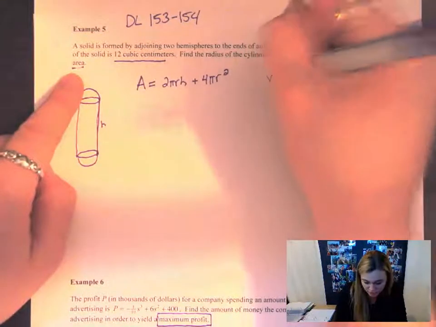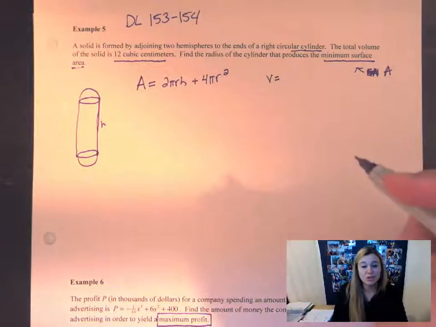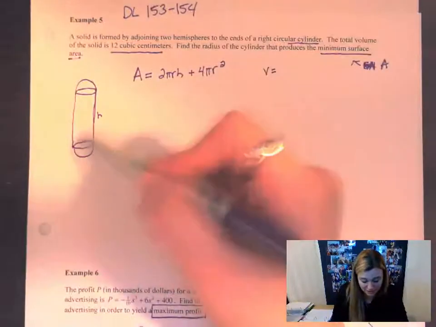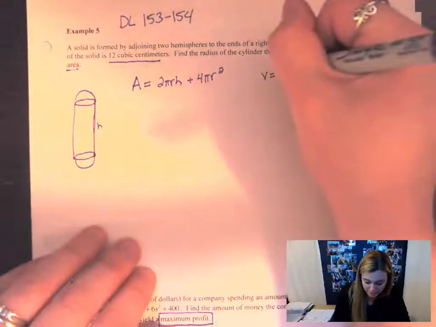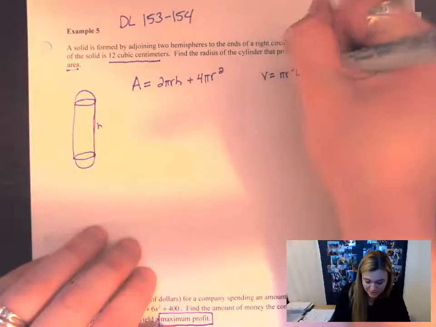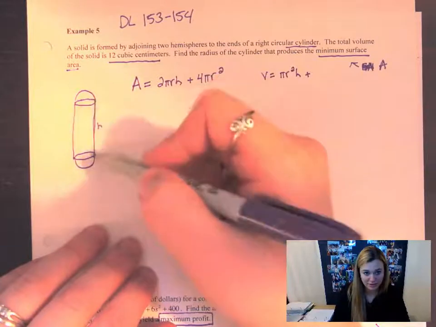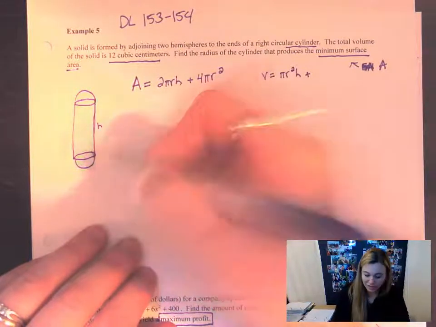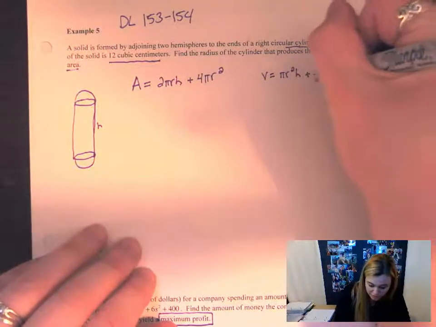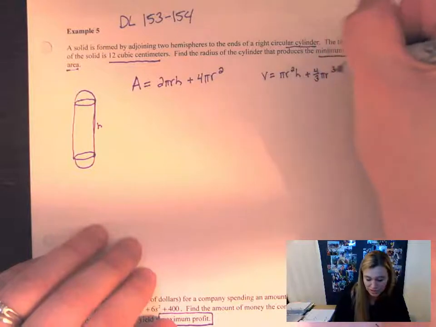So volume, but this volume is two different shapes together. It is a cylinder, which would be pi r squared times h, plus also this hemisphere. So there's two hemispheres making up a whole sphere, and how I find that would be 4/3 pi r cubed.